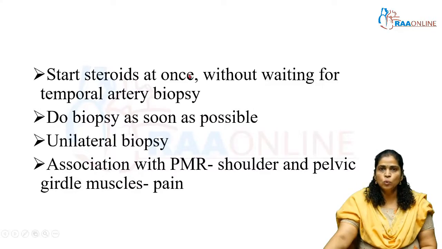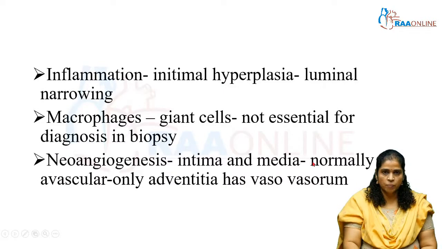The patient can lose sight, so they can lose their vision. So you have to start steroids at once, and you have to biopsy within a week or 2. It doesn't make that much of a difference if you biopsy it within a week or 2. And usually it's only one temporal artery that's biopsied. And there is association with polymyalgia rheumatica. It's in the same age group and there is an association. Shoulder and pelvic girdle muscle pain is mainly polymyalgia rheumatica.